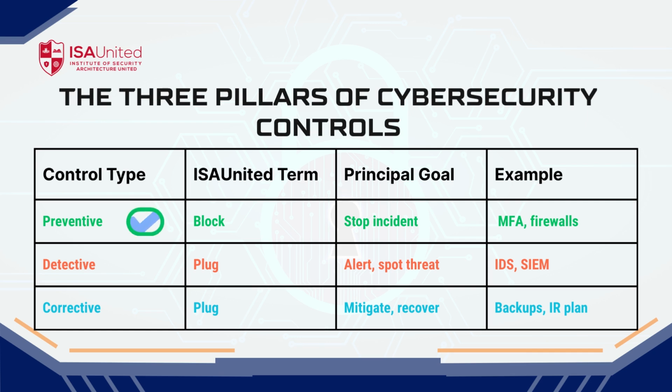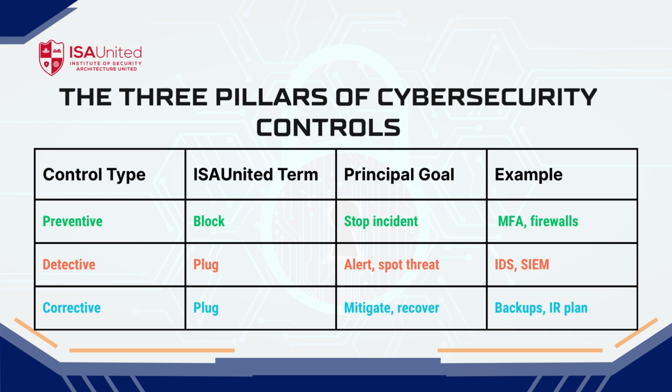First, preventive controls, shown in bold green, work as the block pillar. Their primary goal is to prevent incidents before they occur. Classic examples are multi-factor authentication and well-tuned firewalls. Both create hard barriers that keep adversaries out at the very first touchpoint.